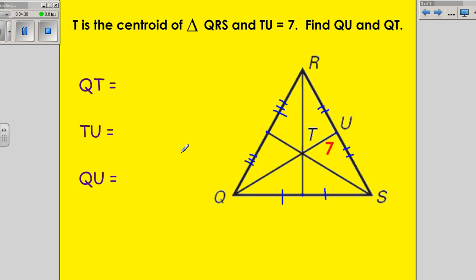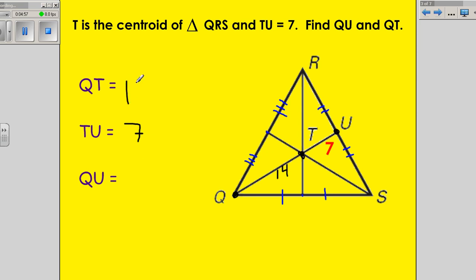So we know that TU is 7, and we can record that. Looking at this, TU is the segment formed by the centroid and the midpoint, and we know that that is going to be half as much as the segment formed by the vertex to the centroid. So we know that QT should be 14.